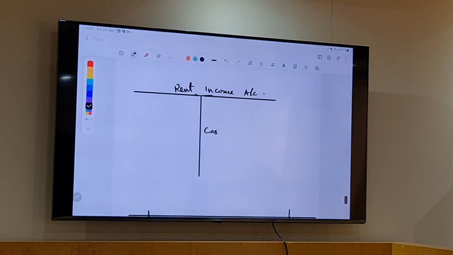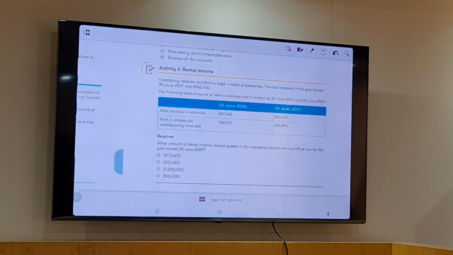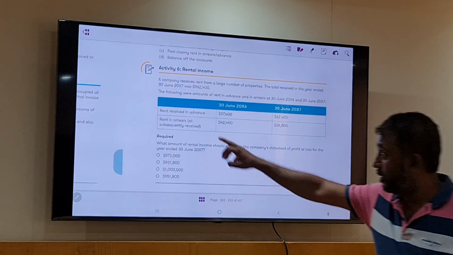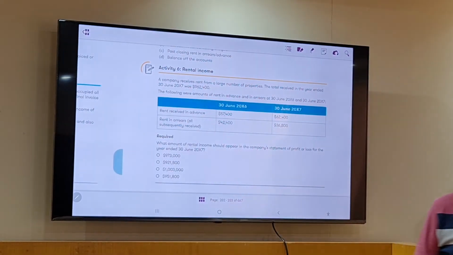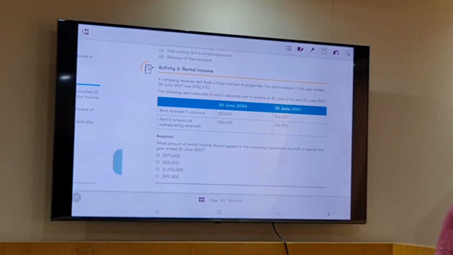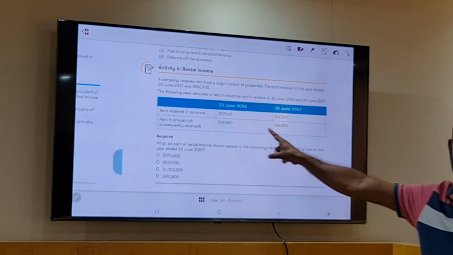So in the cash account, 962,400. Clear? Now you need to understand the significance of these two terms. Rent received in advance is asset or liability? It's a liability, meaning I am under obligation to allow the tenant to live for that money.